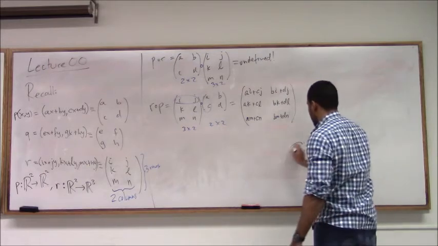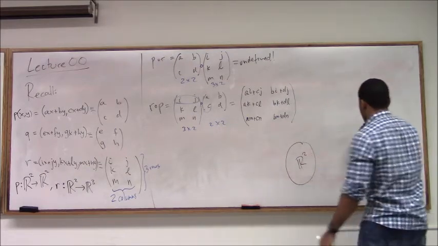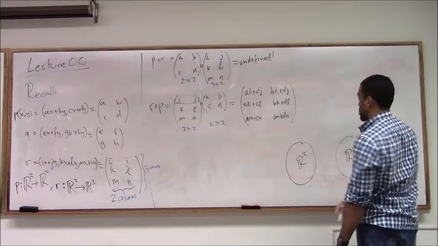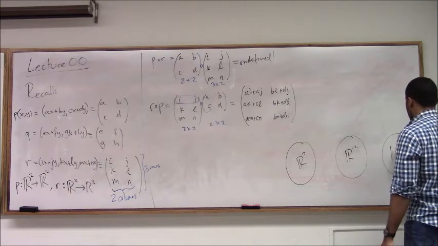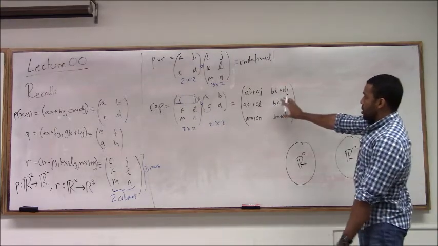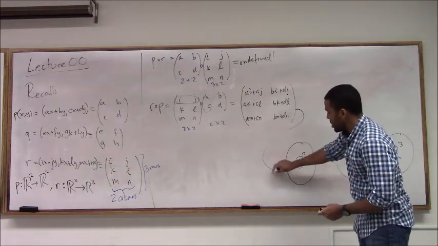Let's actually just draw a picture here of what's going on. So here we have R2. Here we have R2. Here we have R3. Right? So in this second one, let me emphasize that I'm drawing this picture to represent this second situation.